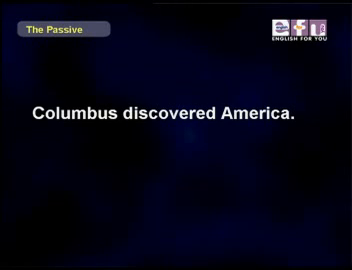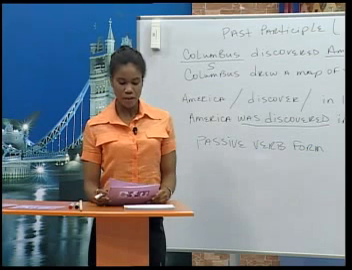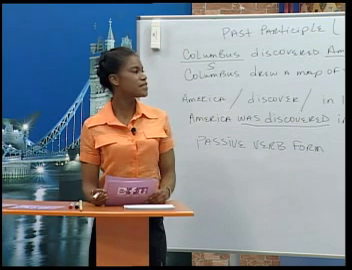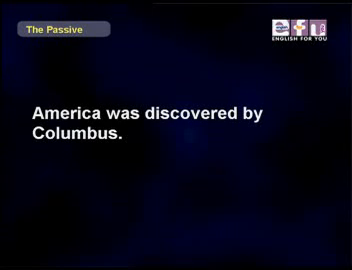We can write, look at your screen: Columbus discovered America. In this sentence, the subject is Columbus and the object is America. And when we make this sentence passive, we make the object into the subject. And then we change the verb. So it becomes, America was discovered.